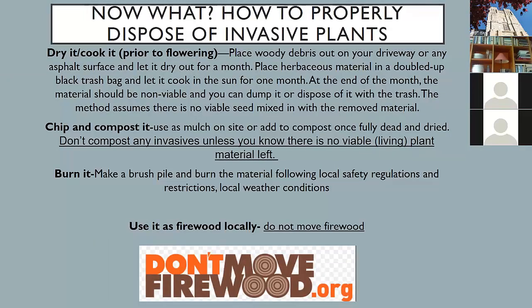So after you've pulled all those invasives, what do you do next? You can dry and cook the invasive plant. You can place it on your driveway or any asphalt surface and let it dry out for a month. And then place that dead material in a doubled up trash bag and let it cook in the sun for 1 more month. And at the end of the month, the material should be non-viable and you can dump it or dispose it with the trash. And this dry cook method assumes that there's no viable seed mixed in with the removed material.